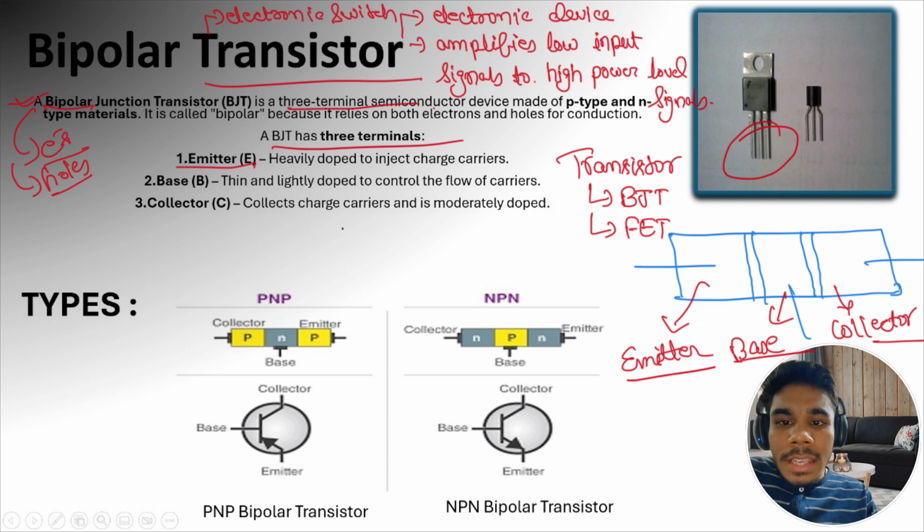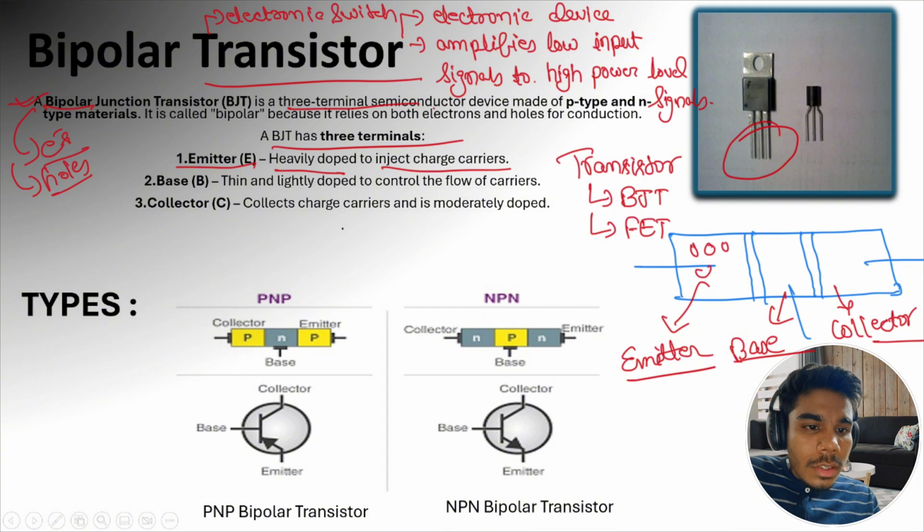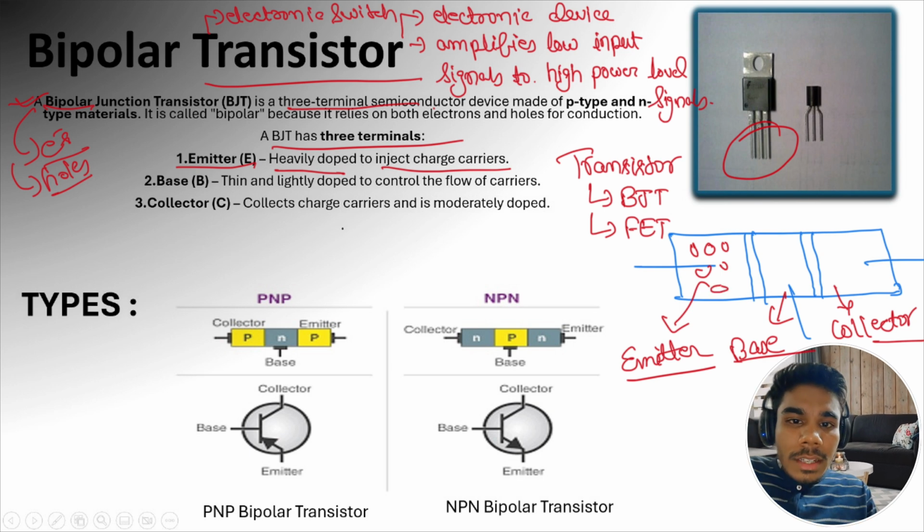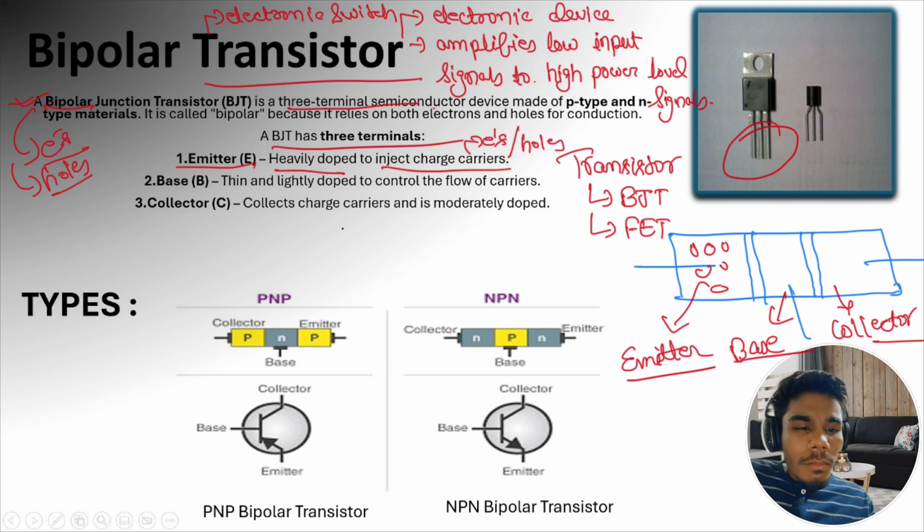The first one is our emitter. The emitter is heavily doped to inject charge carriers. It is heavily doped, which means the amount of carriers present in this region is very large as compared to the other regions. The carriers we are talking about are electrons and holes. It injects charge carriers into the base region.